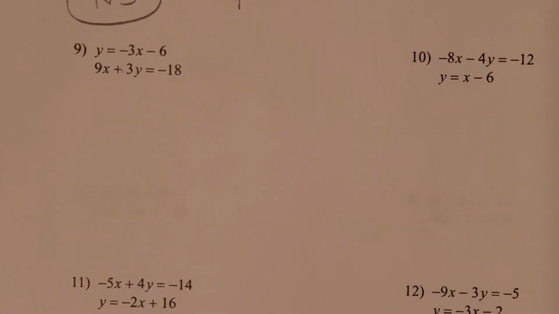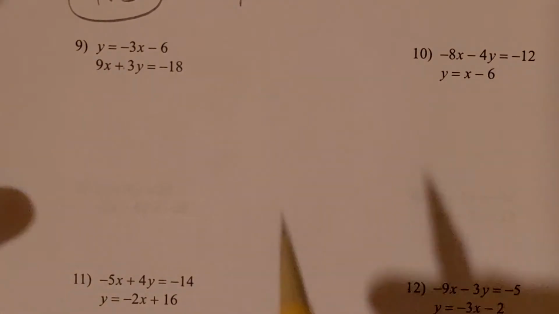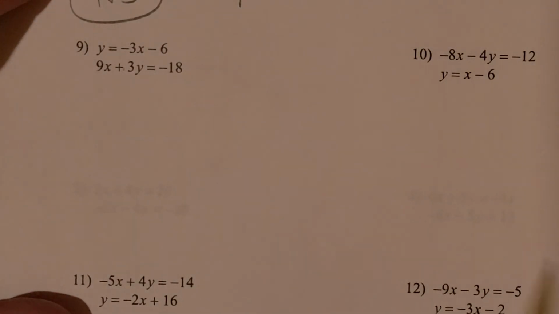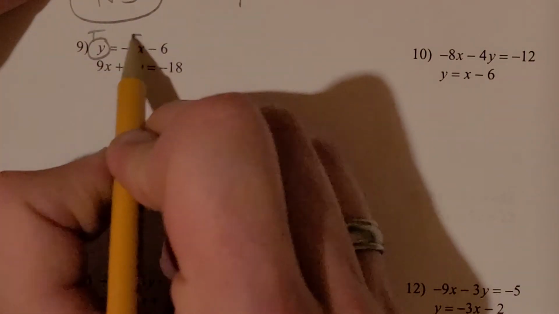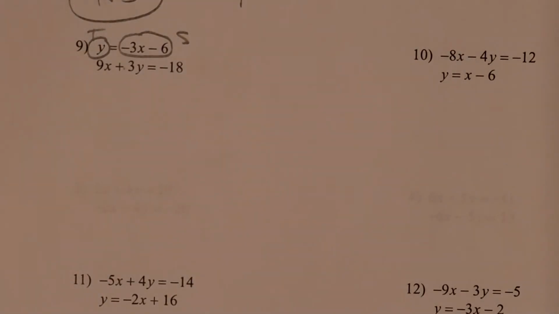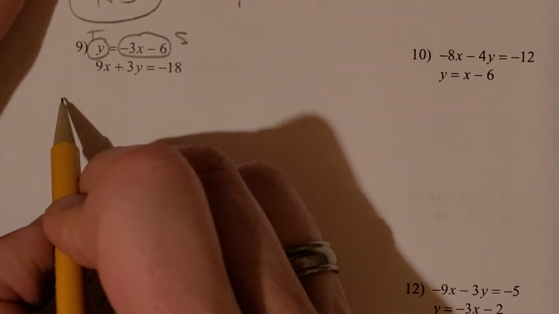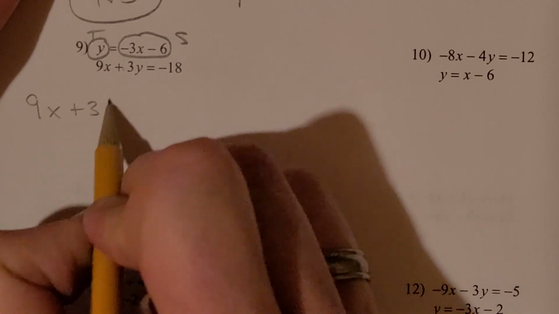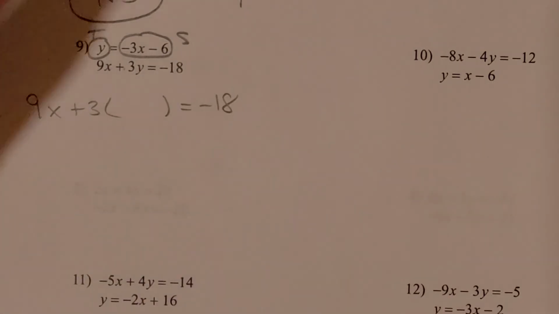Okay. Now let's look at number 9. y equals negative 3x minus 6. Hey, look, there's my teacher. Here's my substitute. Now I'm going to take my other equation, 9x plus 3y equals negative 18. Notice instead of y, I put a set of parentheses. I typically get asked, do you have to put parentheses? And I'm just going to tell you yes. Technically, you don't have to every time, but usually you do, and it's never going to hurt. So just always put parentheses.